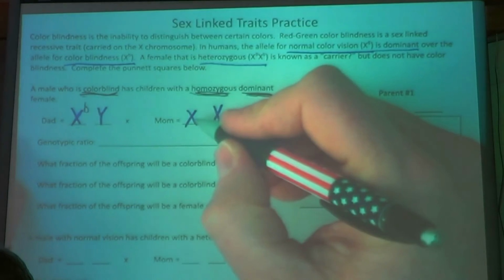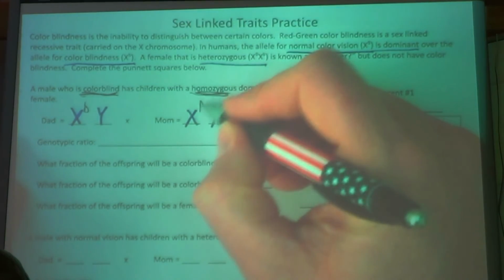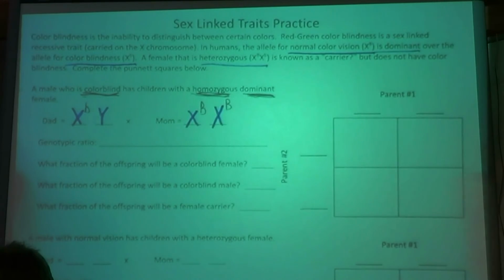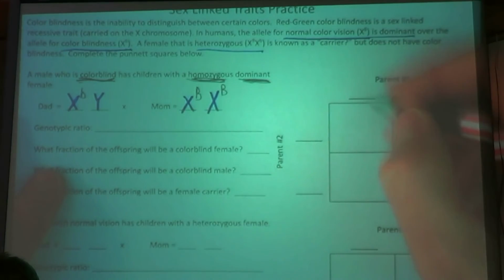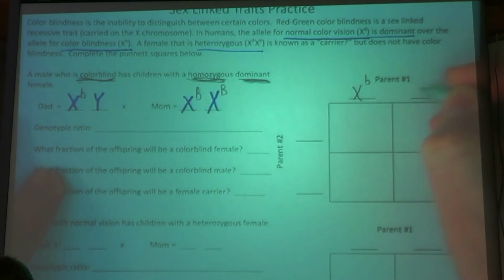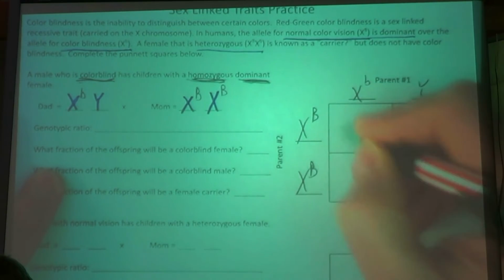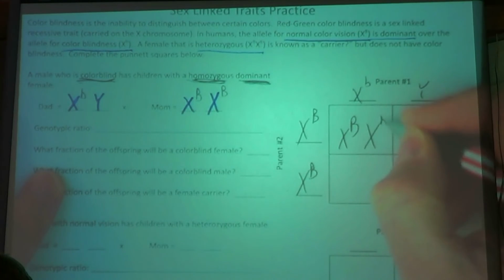So what's her X? X big B, X big B, right? Homozygous means same. Dominant means the capital letter. So X little b, Y, X big B. Fill in this Punnett square.